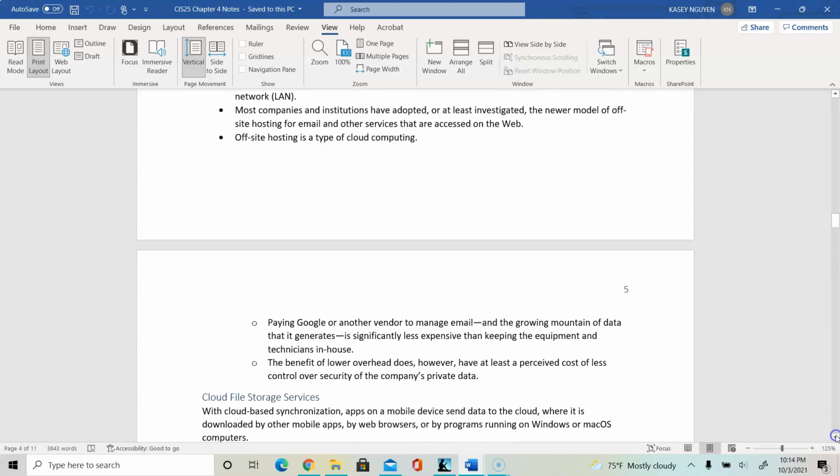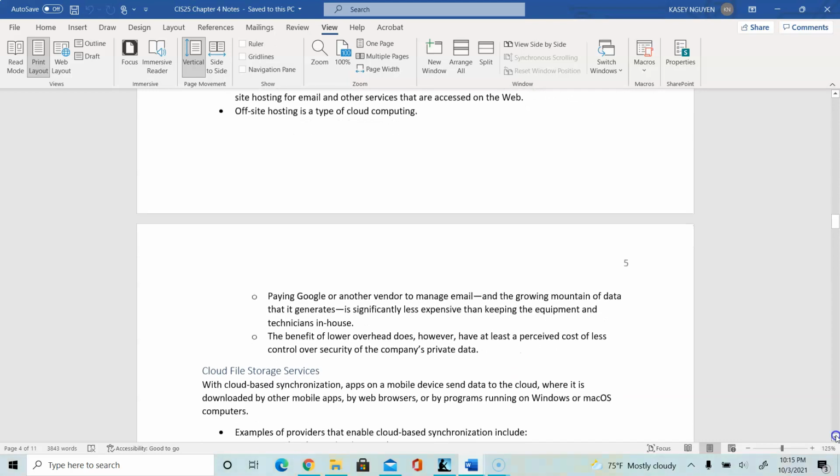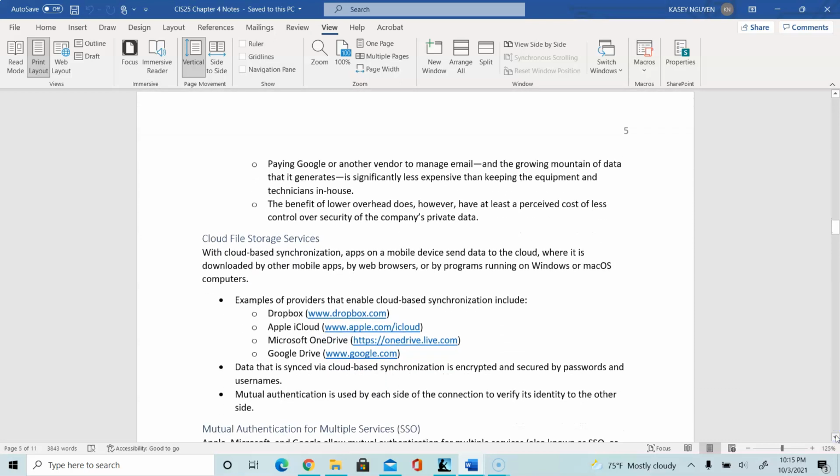So we can reduce costs by housing the mail in another location. Therefore, we have the name offsite. And more often we would see cloud file storage services. We would see this with Dropbox, iCloud, OneDrive, Google Drive, and so on. So then we would be able to utilize either free cloud storage services, or we would pay for additional cloud service storage that we would use.